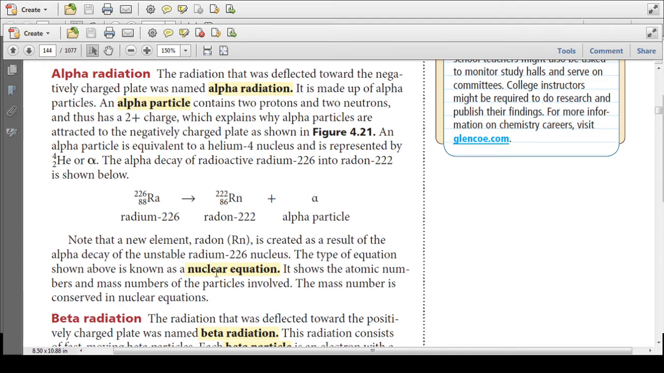Note that a new element, radon, is created as a result of the alpha decay of the unstable radium-226 nucleus. The type of equation shown above is called a nuclear equation. It shows the atomic number and the mass numbers of the particles involved. The mass number is conserved in nuclear equations.